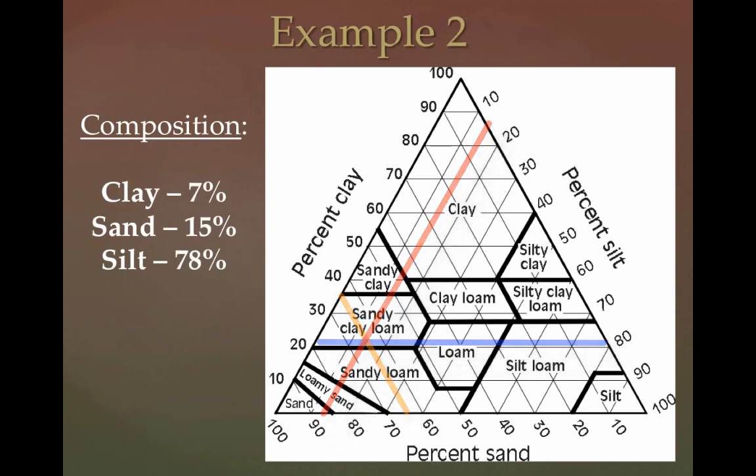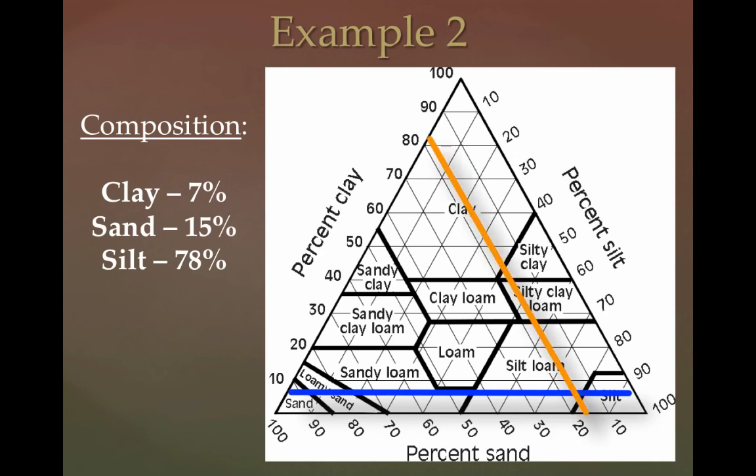As another example, let's take a look at this one. In this case, the clay happens to be 7%, so notice that's just beneath the 10, so we follow that line over. And then we find the sand, which happens to be 15%, so notice that's between 10 and 20, and we follow that line up.